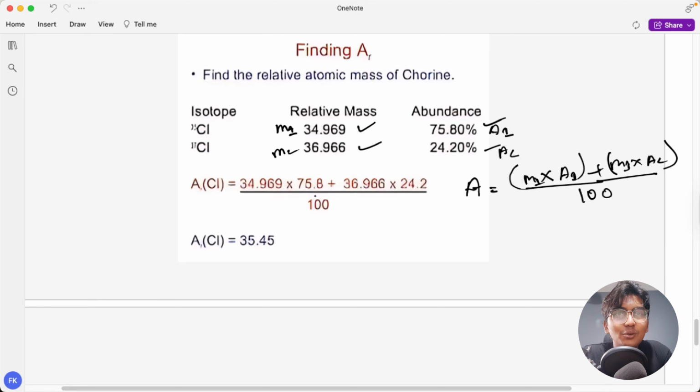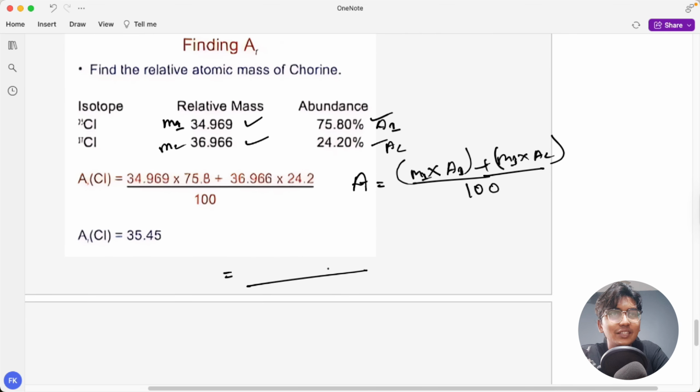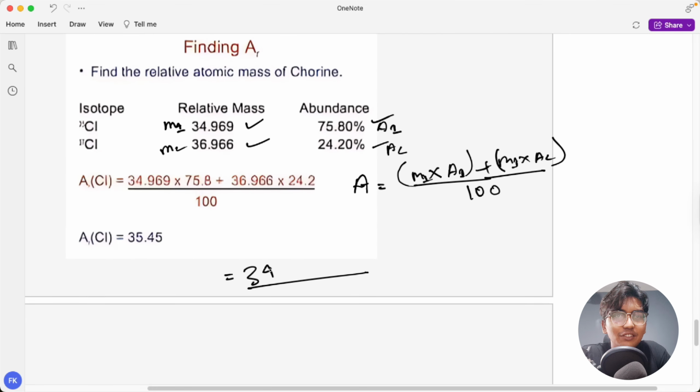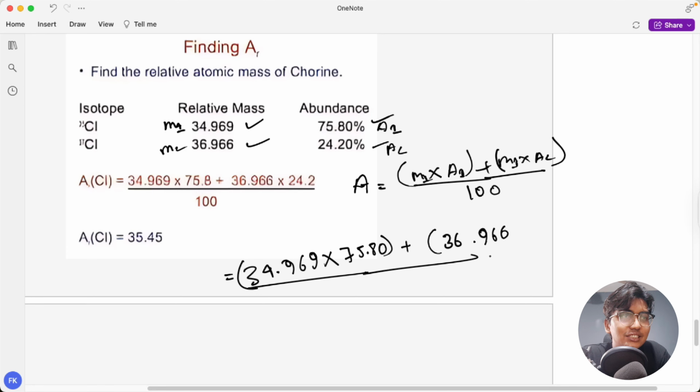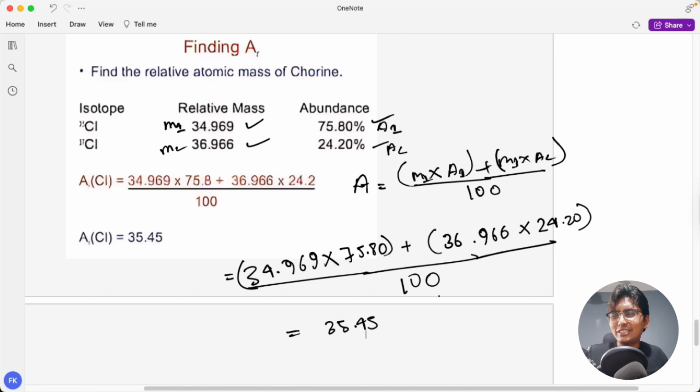For this example, we put in the mass numbers. Let me show you guys. What was M1? M1 was 34.9969 into, what was the abundance? 75.80, plus for M2 it is 36.966 into 24.20, divided by 100. You will get an answer of 35.45. That's all of it for today.